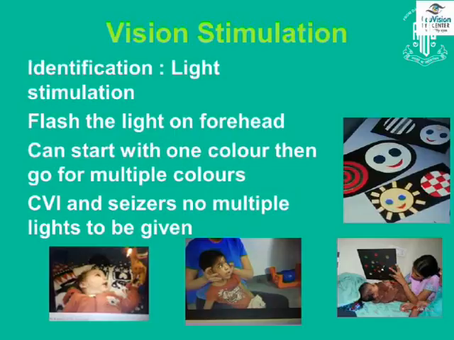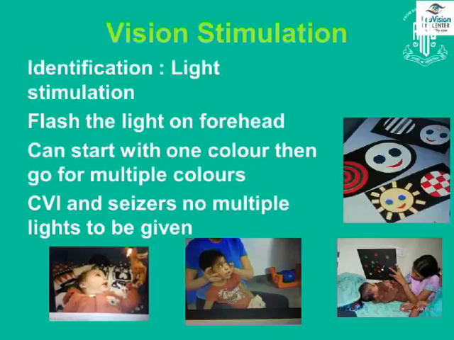So this is light stimulation. With this child we have to take a dark room and start with the torch light and then go for colorful balls. This has to be given for around 10 to 15 minutes or maybe half an hour in one session, or tell the parents to do it at home, at least 2 to 3 times for half an hour to 20 minutes.